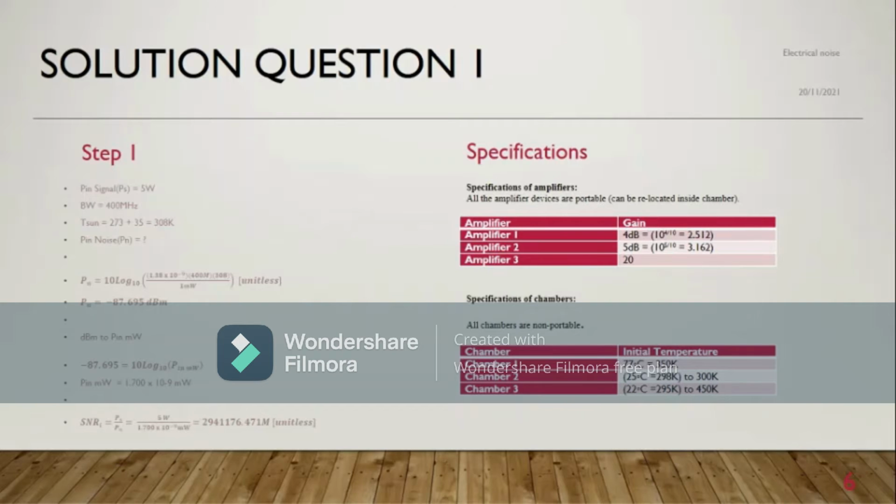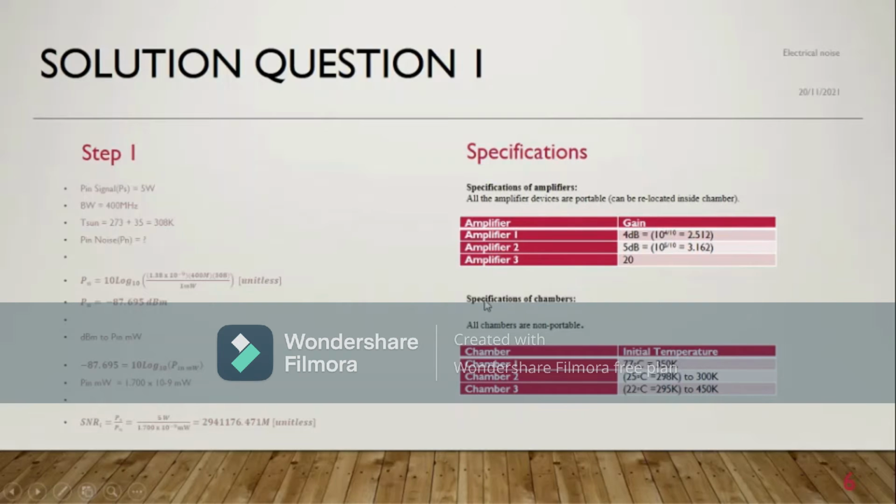And for the specification of the amplifier, we have A1 with 4 decibel, which we already converted to unitless. For dB we get 2.512. For amplifier 2, 3.162, and amplifier 3 is already in unitless, 20, because the calculation must be in unitless.